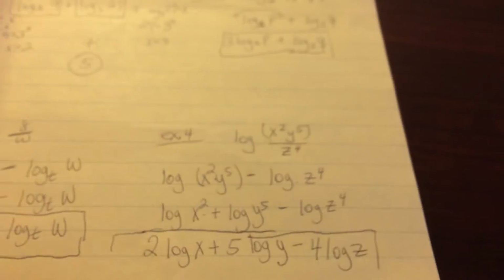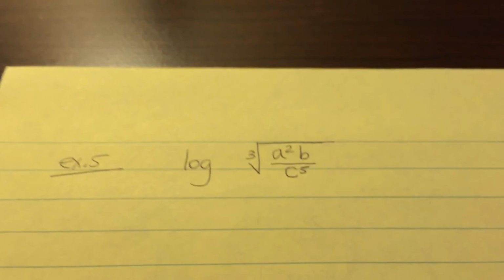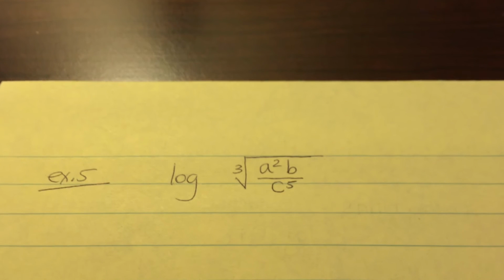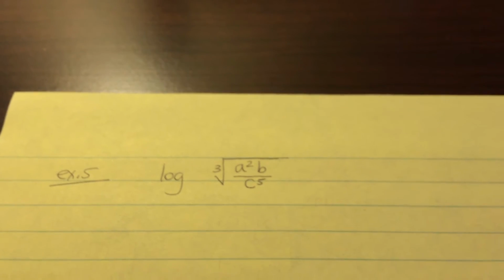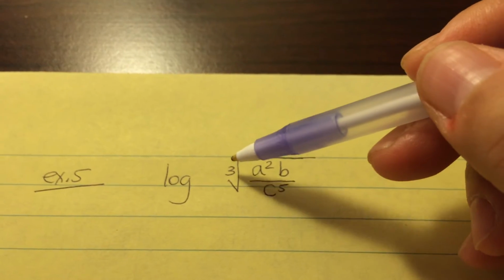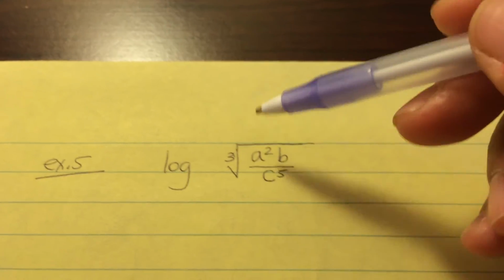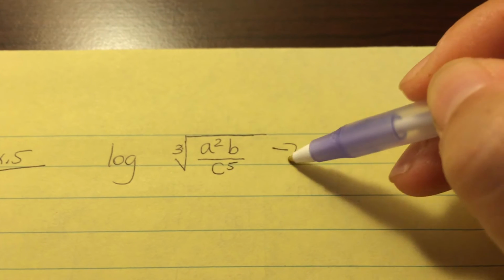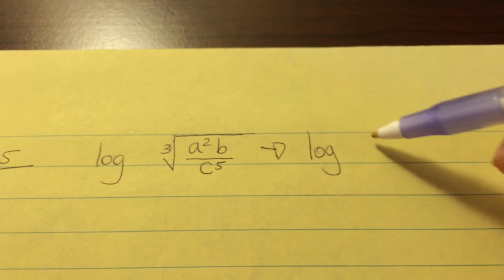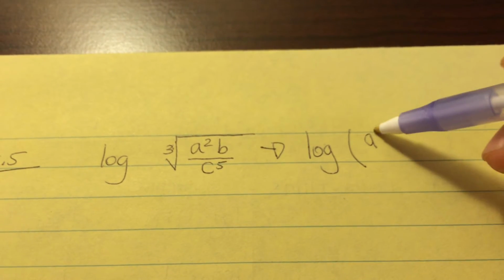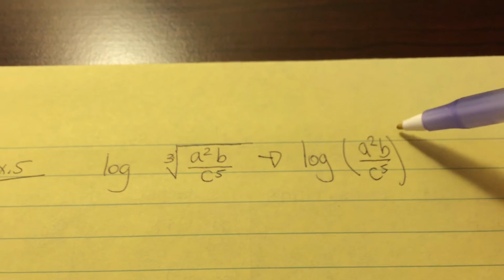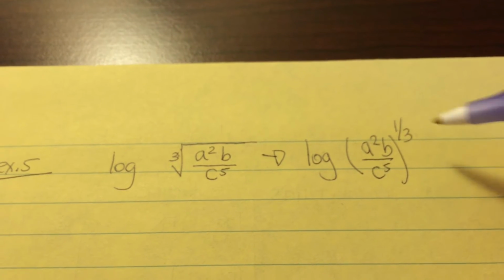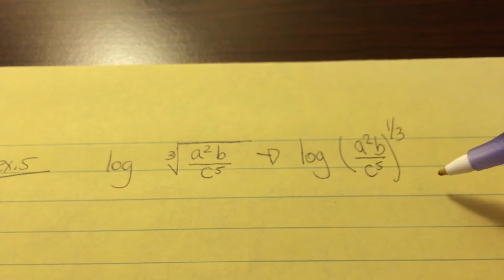Okay? All right, let's try another one. So the next one right here. What we're trying to do is, again, expand it as much as possible. To expand it, we're going to have to change this exponent, the third root, into an exponent. So let's do log of a squared b all over c to the fifth, and then to the 1/3, right? Because 1/3 will give us that piece right there.